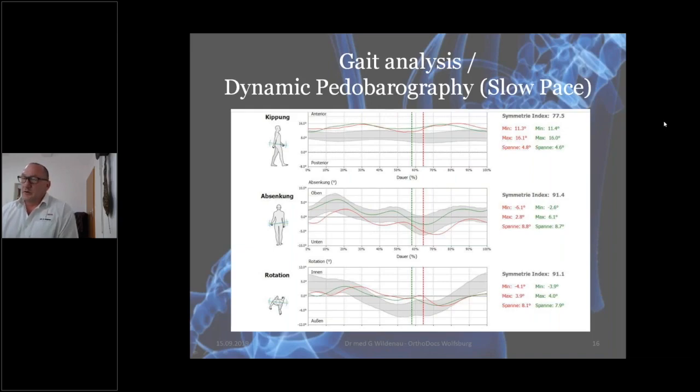And if we let him or her walk at a slow pace, we still see we do have a bit of a problem with the tilt. So it's still hyperlordotic. You remember the X-ray, right? The range of motion is okay. And we do have a problem with the pelvic flexion. So we still have a problem with the iliosacral joints, with the sacral bone, which might still be twisted.